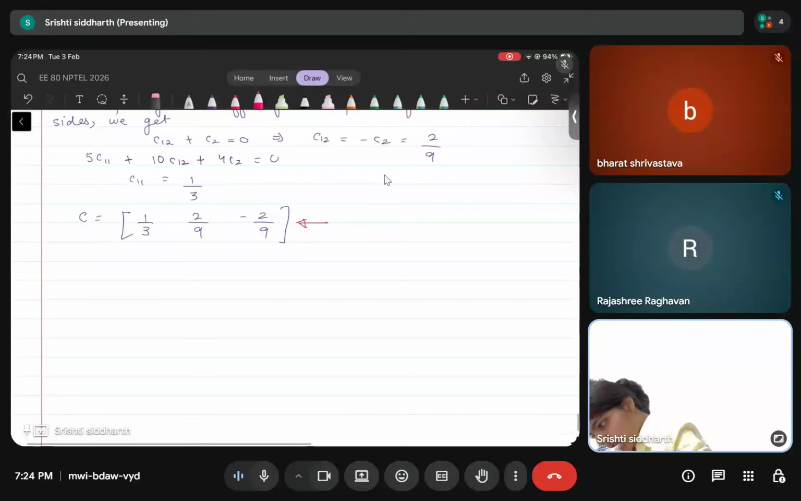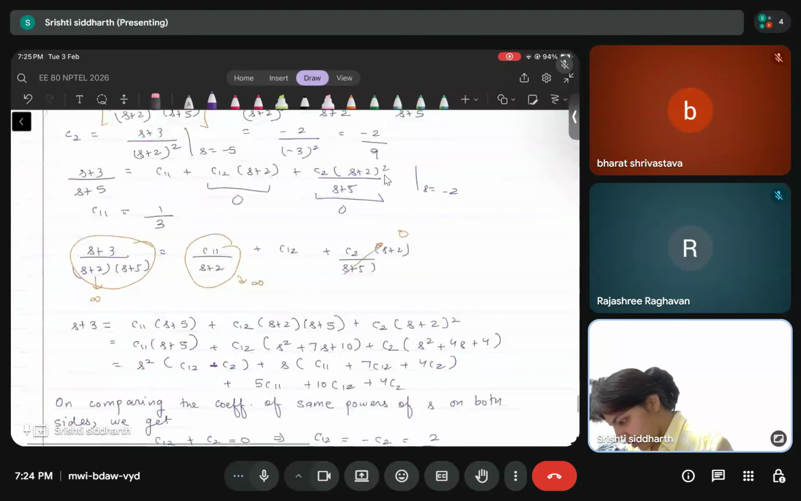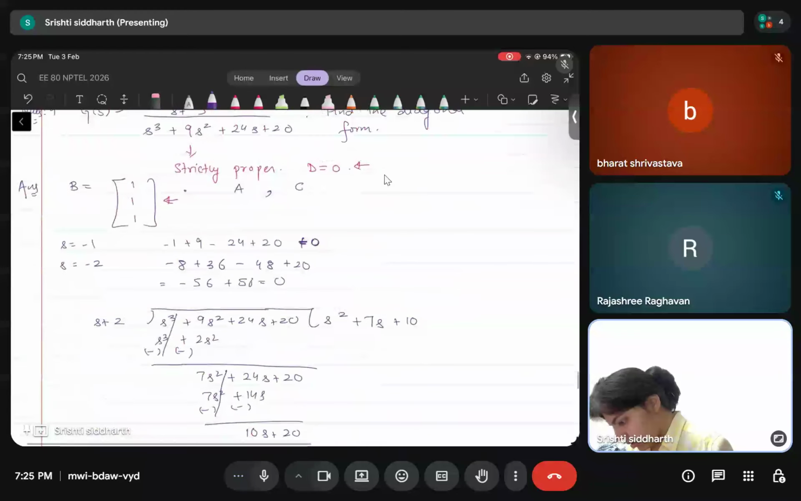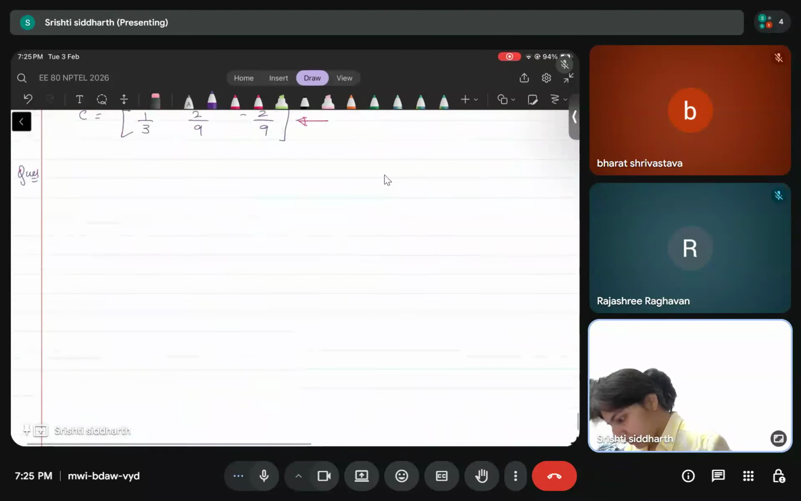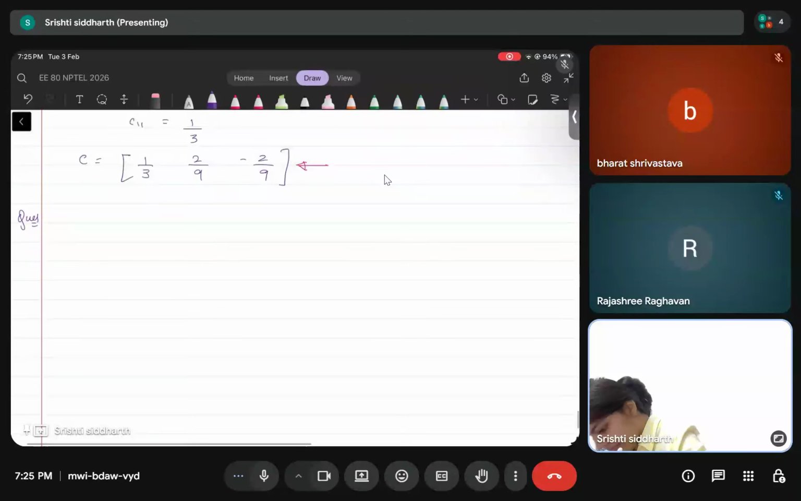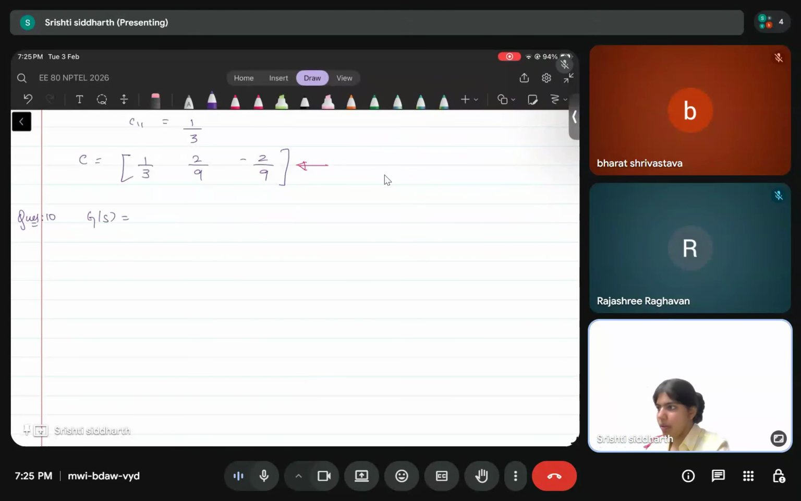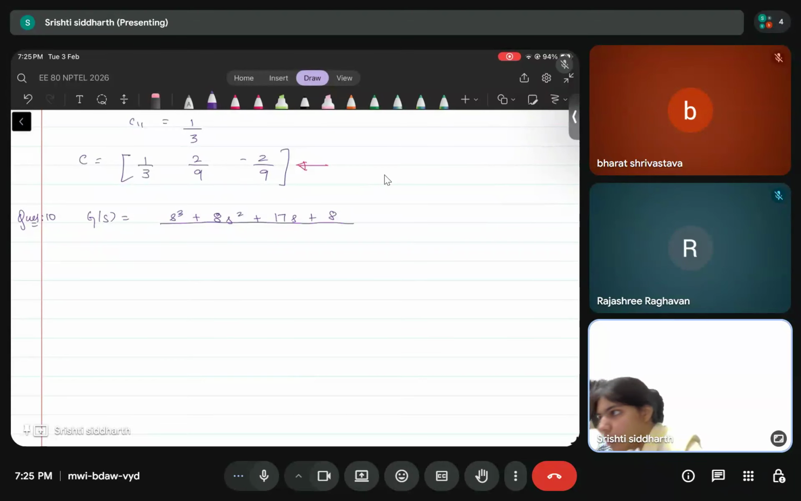So the transfer function is, this is question 10. G of S is S cubed plus 8S squared plus 17S plus 8 over (S plus 1)(S plus 2)(S plus 3), which is already simplified.